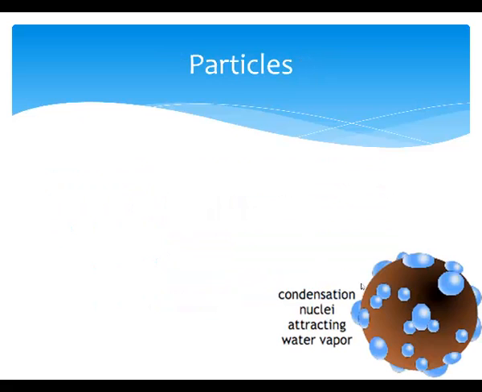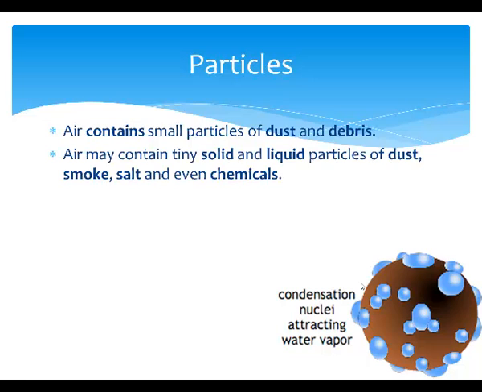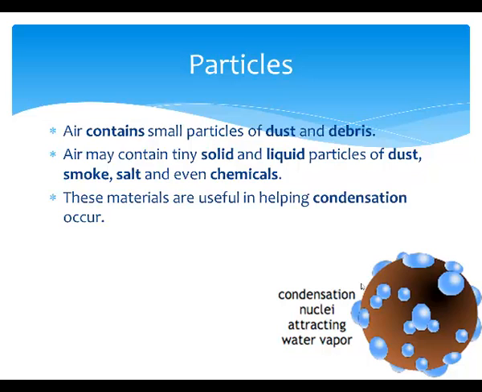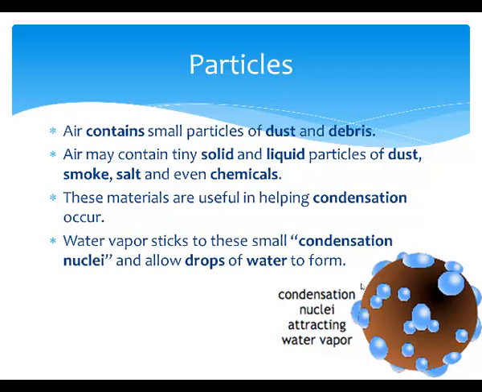Particles found in our atmosphere. Air contains small particles of dust and debris. It may contain tiny solid and liquid particles of dust, smoke, salt, and even chemicals. These materials are extremely useful when helping condensation occur. We call these condensation nuclei. Without these small particles of dust floating around in the atmosphere, we would not have water vapor condensing. So the water vapor sticks to the small condensation nuclei, and it allows drops of water to form.